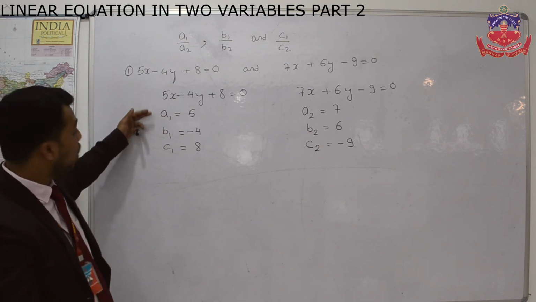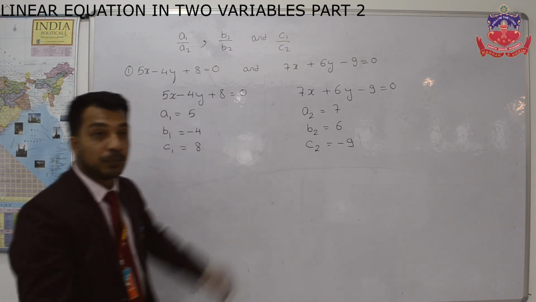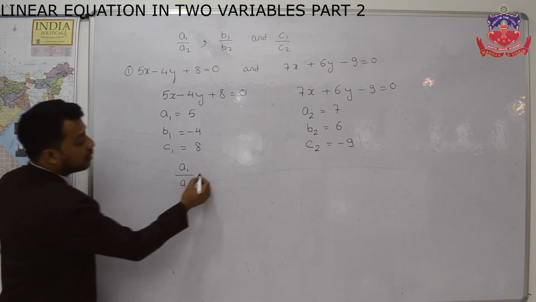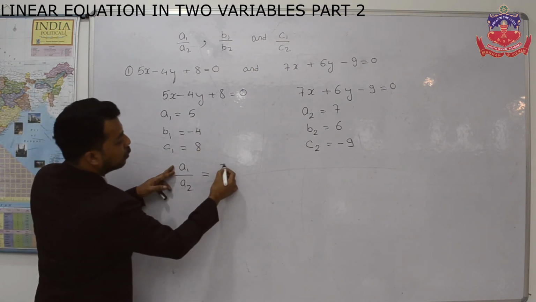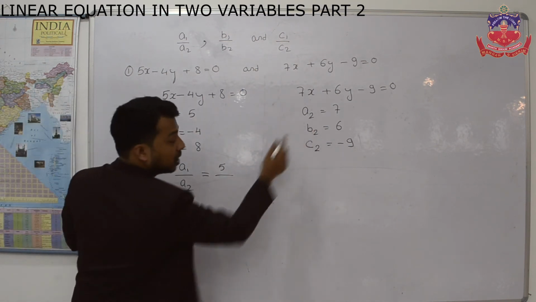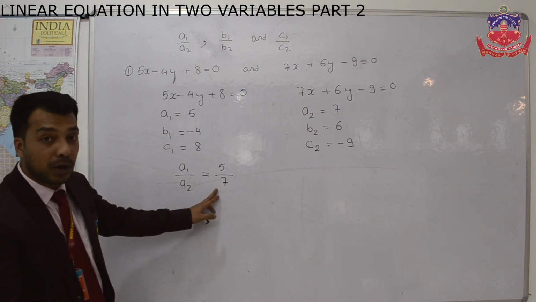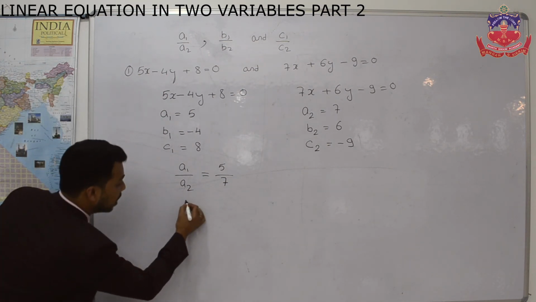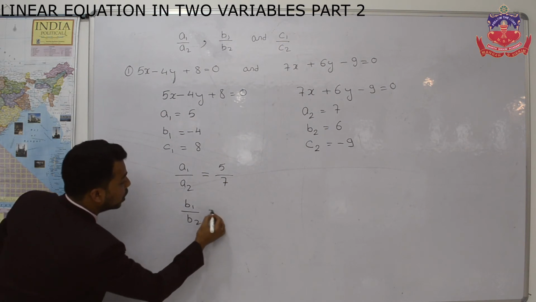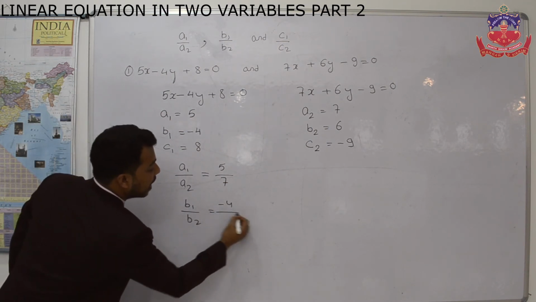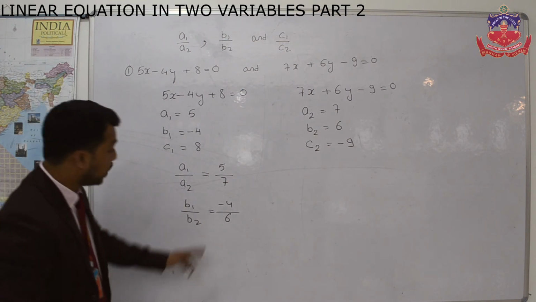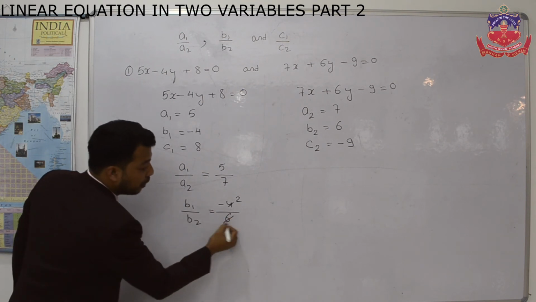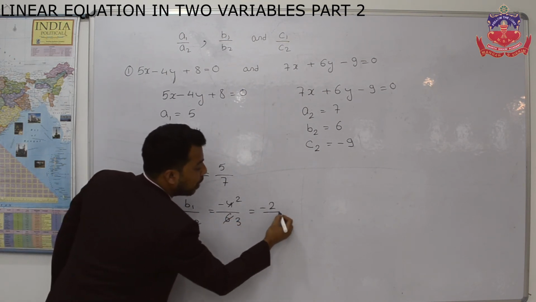After you have written a1, b1, c1, a2, b2, c2, you find the ratios. A1 divided by a2 is 5 divided by 7, so this is the ratio for a1 by a2. Now you find the ratio for b, that is b1 divided by b2. So b1 is minus 4 and b2 is 6. If you can cancel, please divide: 2 twos are 4, 2 threes are 6. So it gives you the answer minus 2 by 3.